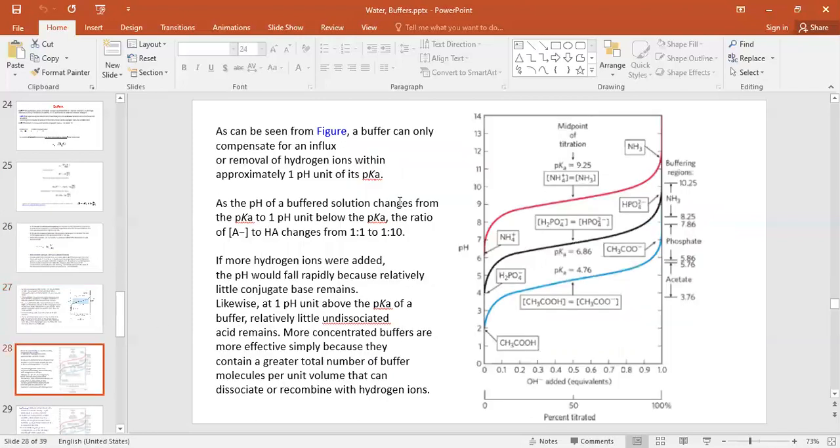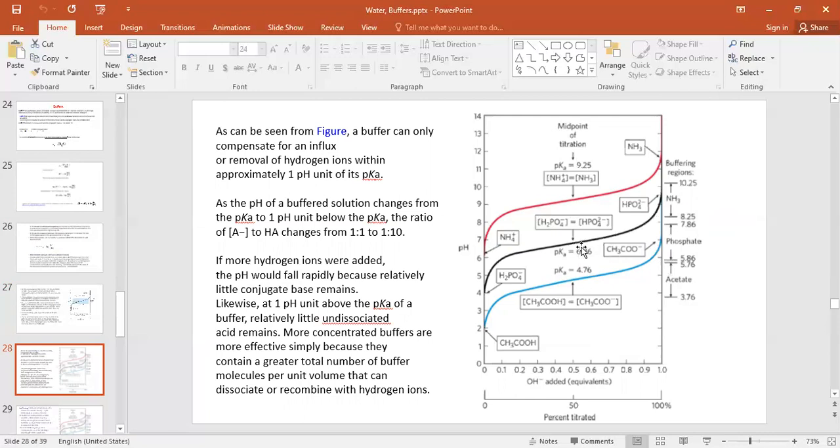Now I want to show titration curves of different weak acid and conjugate base pairs: acetic acid, the phosphate pair, and ammonia. You see the buffering region: the pKa for dissociation of this phosphate anion is 6.86, and this is the buffering region for this solution, so it can act as a buffer.